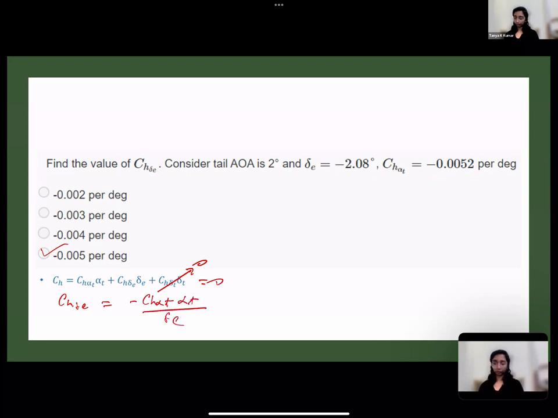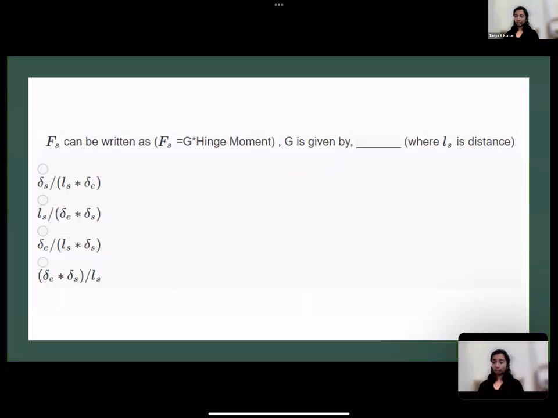Then Fs can be written as hinge moment into G. Then what is G? Just write the stick force equation and find out what is left. Ls is the length of the stick from the hinge point, and delta S is how much it's deflected, the angle at which the stick is pulled, how much the stick is pulled or pushed. Yeah, this is the formula.